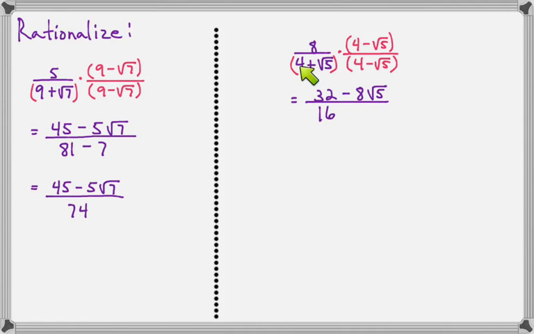Now in the denominator, 4 times 4 is 16, but it's not finished yet. Outer plus inner will add up to 0 because these are conjugates, and last times last is going to make minus 5. So we have 32 minus 8 square root of 5 in the top, and 16 minus 5 in the bottom, and 16 minus 5 is 11. So this one is finished. Since nothing else will simplify here, this one's finished.